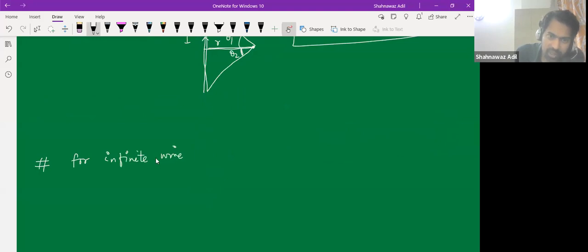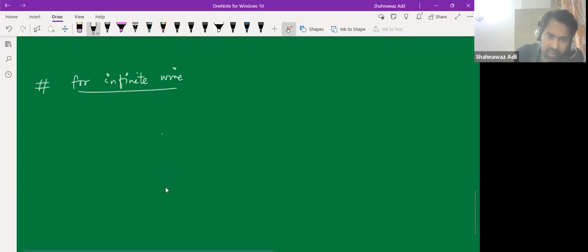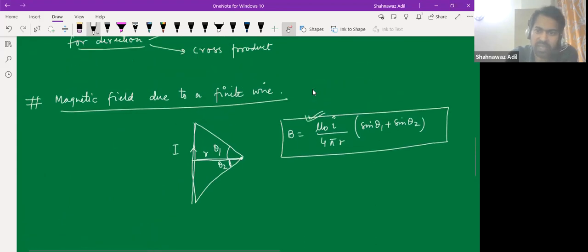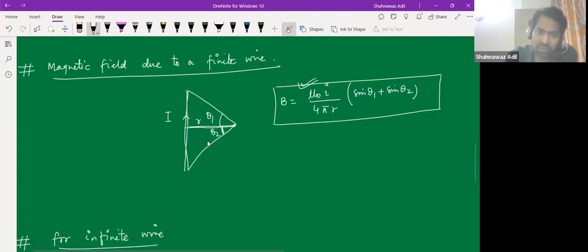for an infinite wire, right? This is the infinite wire, and this length is infinite from both directions. And then we are calculating the magnetic field at this point, right? So what would be these two angles if this wire is infinite? Let us understand that. If we can understand this theta 1 and theta 2, then we can easily calculate the magnetic field.